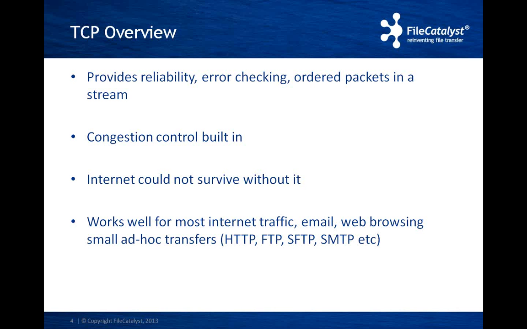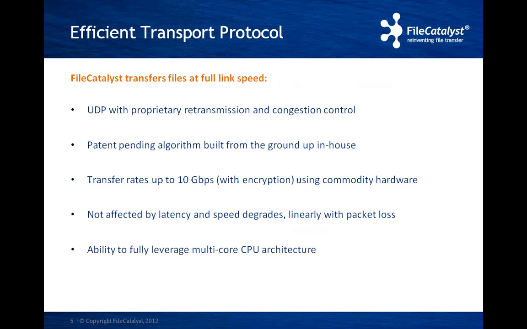TCP is very good because it provides reliability on your network connections. It provides error checking, and also provides congestion control, meaning that multiple users can use the network at the same time. But TCP, unfortunately, was not designed for moving big amounts of data. TCP is not going to be able to move big files very quickly because of the acknowledgments. And this is where our UDP protocol comes in.